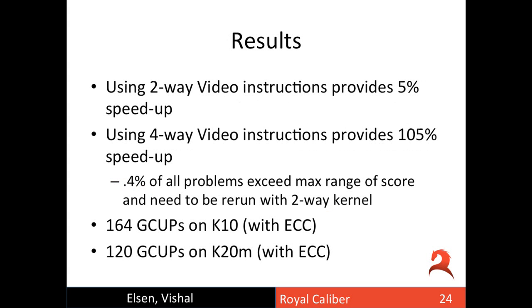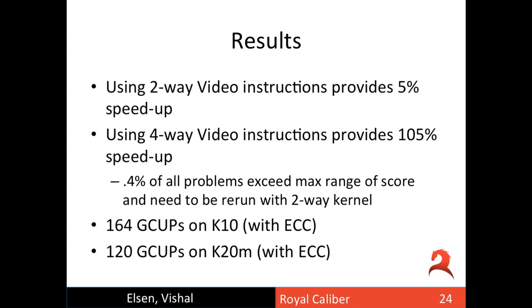It looks like we're running out of time. So the result is, unfortunately, because the video instructions are so much slower, we only get a 5% speedup if we do the 2-way. But we get 105% speedup, so about double the speed, if we use the 4-way. Now, the one downside of the 4-way instructions is that the maximum score we can represent is about 240.